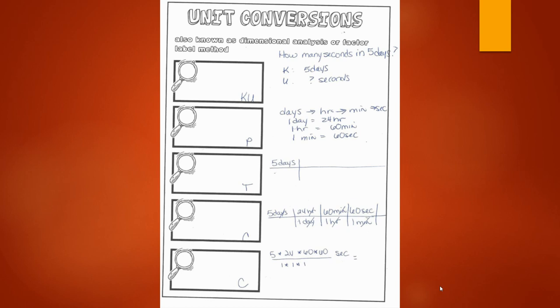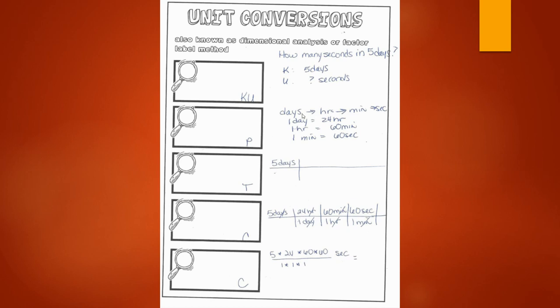Another example that we did back when we were filling out this guided note sheet was: how many seconds are there in 5 days? So our known was 5 days. Our unknown is the number of seconds. We know we're going to have to convert from days to hours to minutes to seconds and use a number of different conversion factors to get there, because I don't happen to know this number off the top of my head.